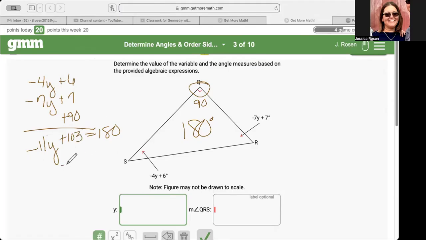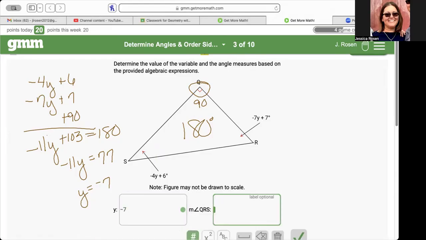Then to get this by itself, I have to subtract 103. So 180 minus 103 is 77. And then division property of equality tells me it's going to be negative 7. Now, sometimes people get here and they think, oh, that can't be negative. Well, it can, because we're going to substitute it in here, and the angles can't be negative, but y can be negative. Okay, so be careful with that. So let's go ahead and just type this in here.